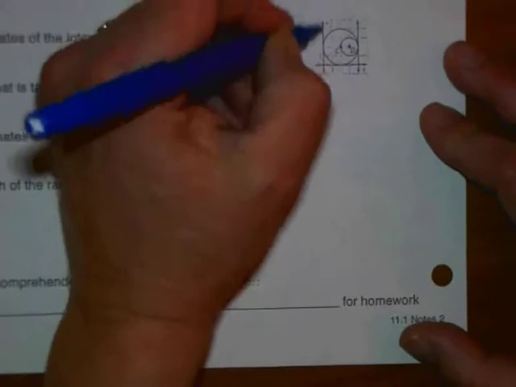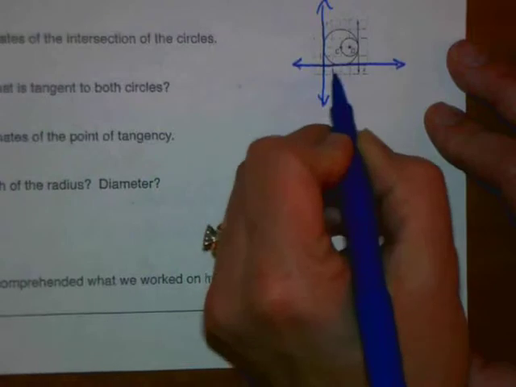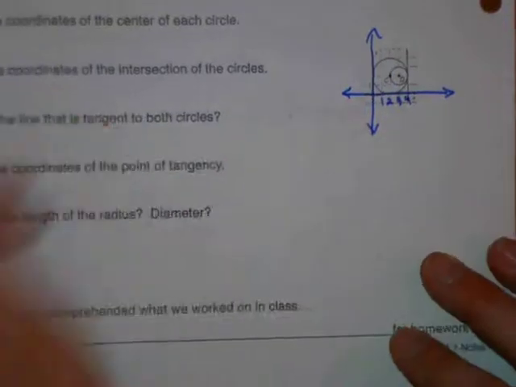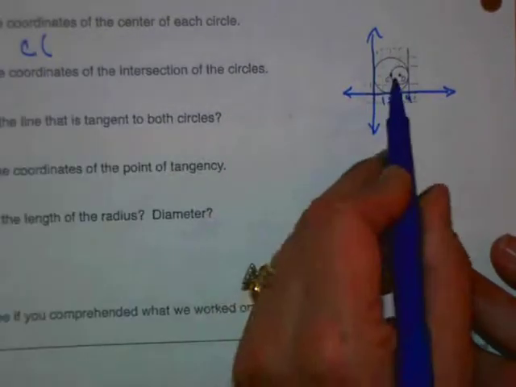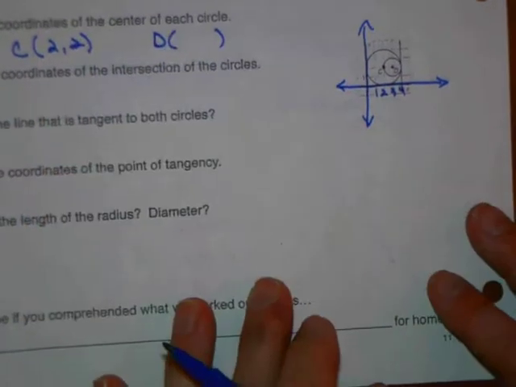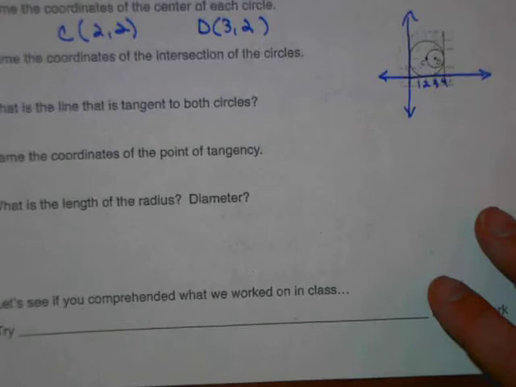So this is small. If you have to draw the X and Y axis, fill them in. And that's 1, 2, 3, and 4. So we have a circle inside a circle. It says name the coordinates of the center of each circle. So let's start with this. Coordinates of C are what? Over 2, up 2, so 2, 2. Coordinates of point D are over 3, up 2. Those are the centers of those circles.